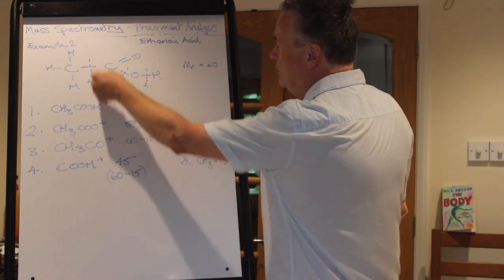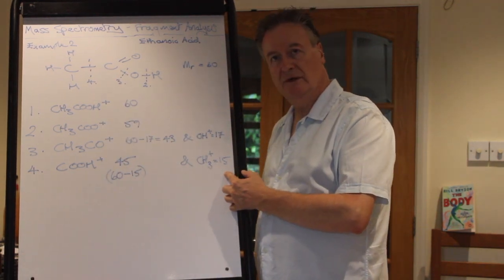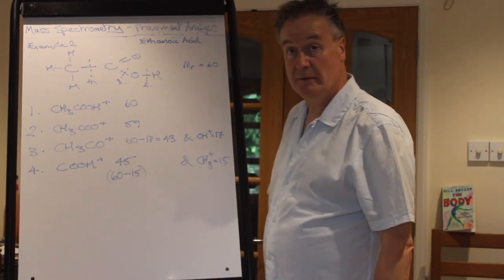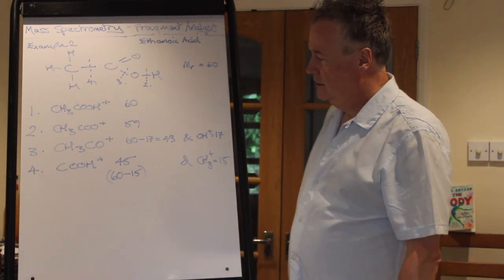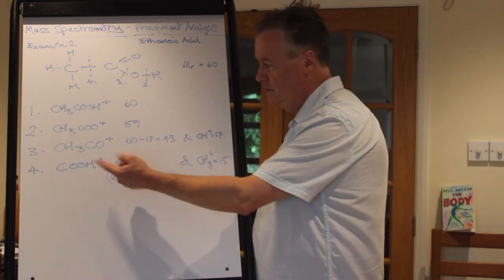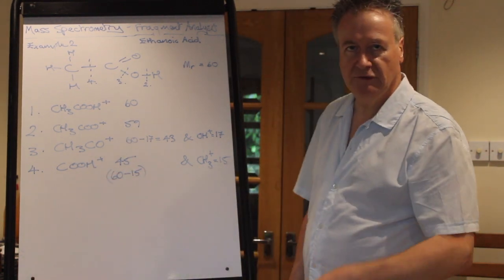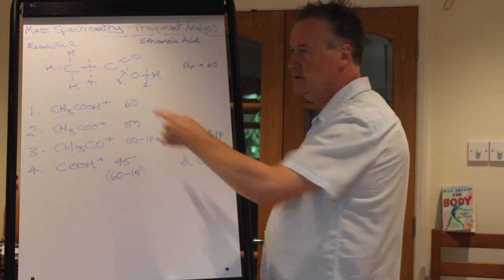And then if we break it at 0.4, we get the CH3, which is the 15, which will be quite small, and we get COOH carrying a plus charge, which is 15 off of the 60, which is 45. Or you can just add it up as CO2, which is 44, and an extra hydrogen is 45. But they all carry a plus charge.